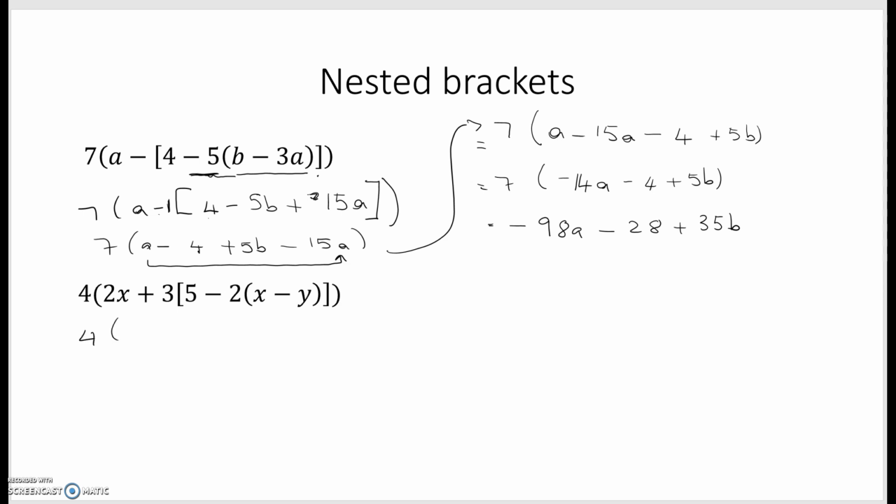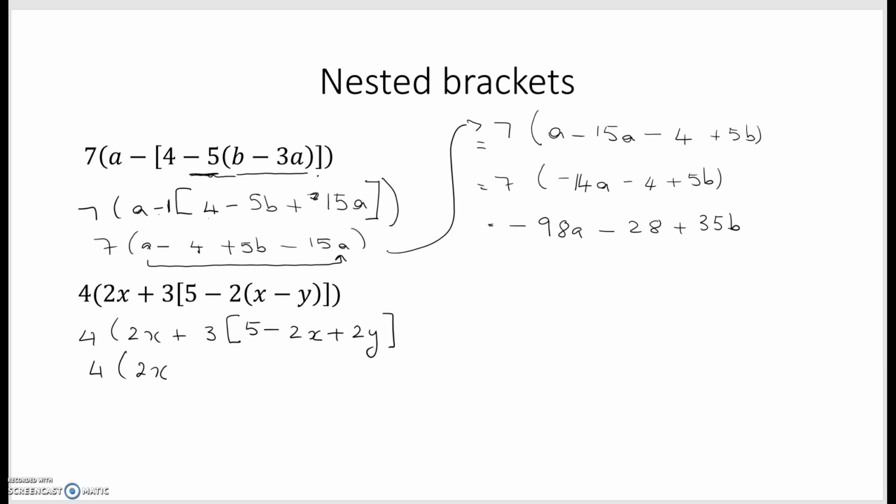Next one's pretty much the same way. So we leave the beginning part. And we will deal with the first set of brackets. We've got negative 2 times x, so that would be minus 2x. And then we've got negative 2 times negative y, which means plus 2y. Okay, we made a bit of progress.